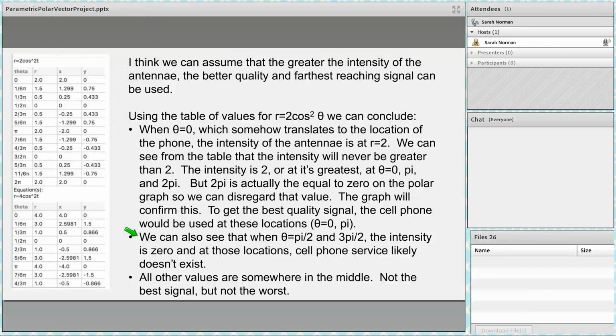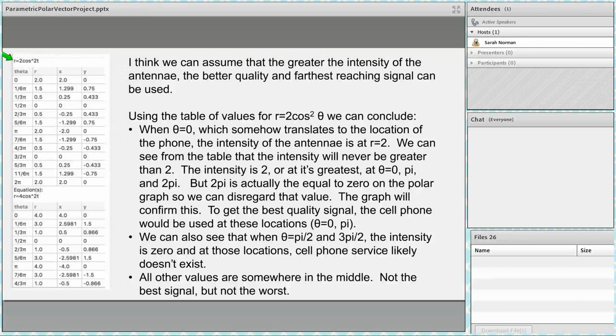So none of this I'm going over right now answers the question for part A, because part A is just the graph, but we're just trying to get a general understanding of what these polar functions represent as it relates to this application of the cell phone. So we can also see that when theta equals pi over 2 and 3 pi over 2, the intensity is 0, and at those locations, cell phone service likely doesn't exist.